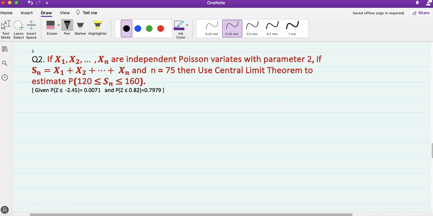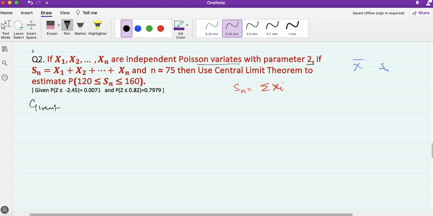Now the next question I am going to take up, wherein the queries are for Sn. Sn means they are finding the probability of the sum of the xi's, right? So let us see what is given. They said x1, x2, xn are independent Poisson variates with the parameter 2. If Sn is written like that and n is equal to 75, use CLT to estimate the probability of Sn between 120 to 160, and some probabilities are given. Again, I said that CLT can be used for x bar as well as for the sum, so we can apply it both ways. Let us first write down the given information.